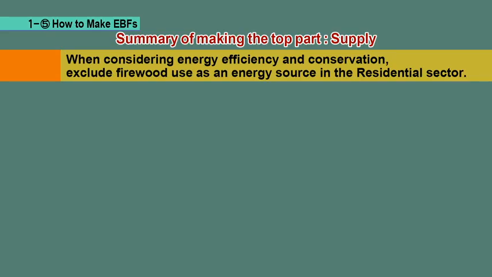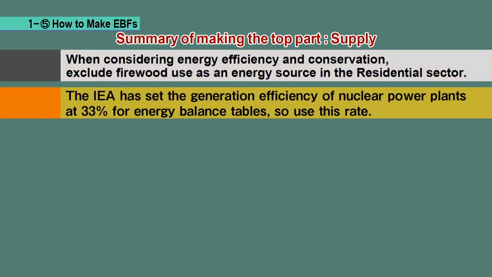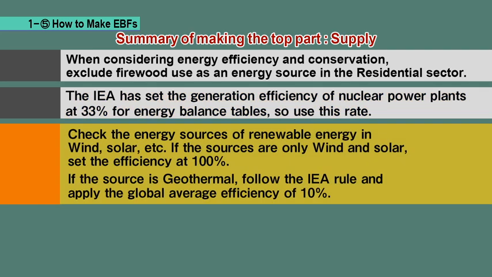Here is the summary of important notes for the top part. When considering EE&C policies, exclude firewood as an energy source. On nuclear power generation, use the efficiency of 33% set by the IEA for its energy balance tables. Regarding renewable energy in the category wind, solar, etc., check the energy sources. If it is wind or solar, set the efficiency at 100%. If the source is geothermal, apply the global average efficiency of 10%, as used by the IEA.